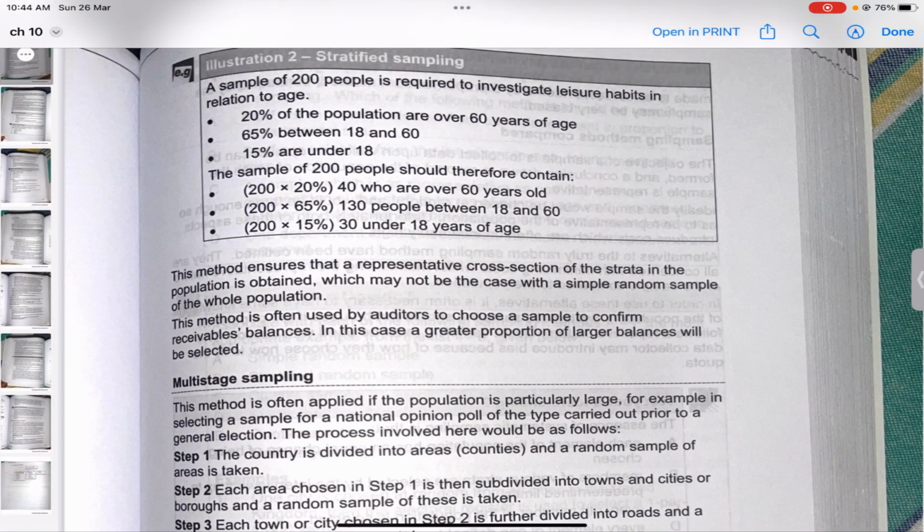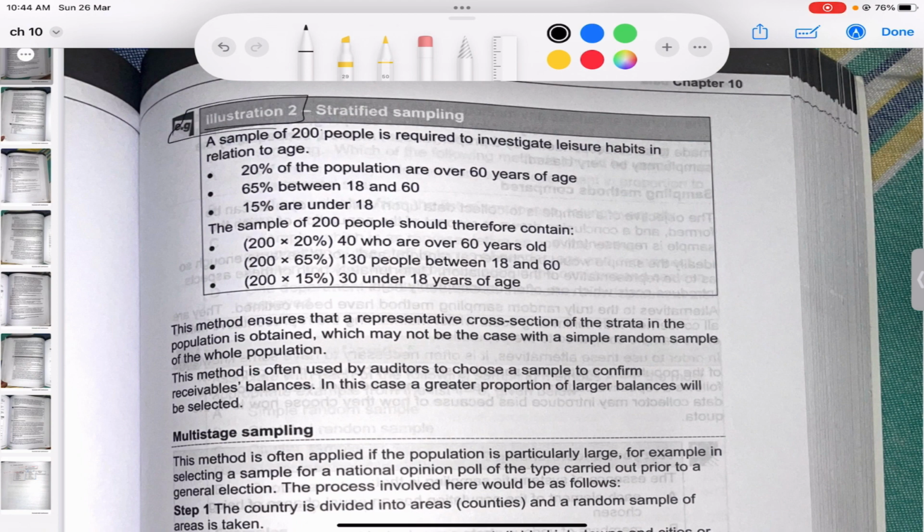Okay, let's see the example of stratified sampling. Illustration 2. A sample of 200 people is required to investigate leisure habits in relation to age. Read it again. A sample of 200 people is required to investigate leisure habits in relation to age. So you want to know what are the leisure activities performed by people in relation to their age. 20% of the population are over 60, 65% between 18 and 60, 15% are under 18. So the sample of 200 people, how are you going to do it? Think about it for a second.